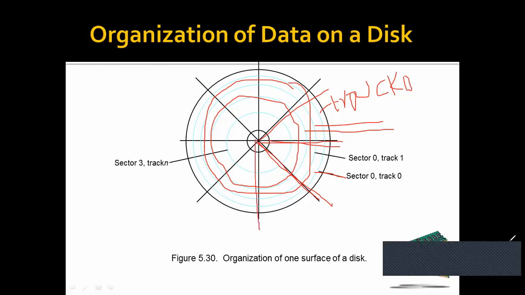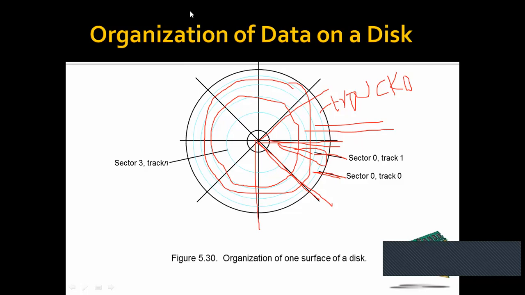See here, suppose you are taking this sector 0. This is totally sector 0, track 0. Do you understand? Suppose you are taking track 1, sector 0 only. In this way we are storing the data onto one disk. So this is the internal organization of one surface of a disk.